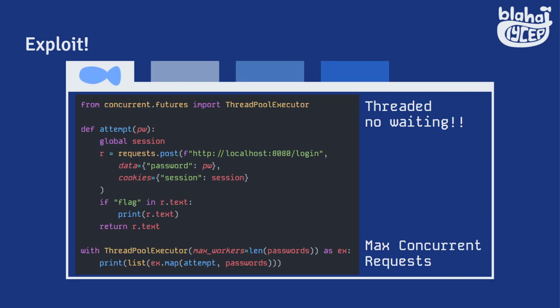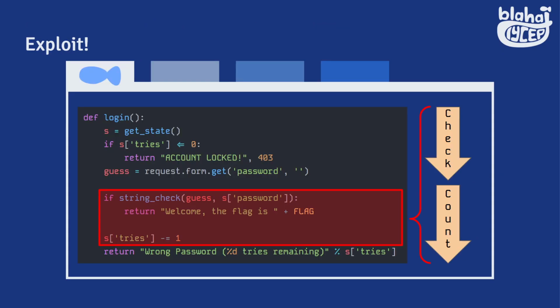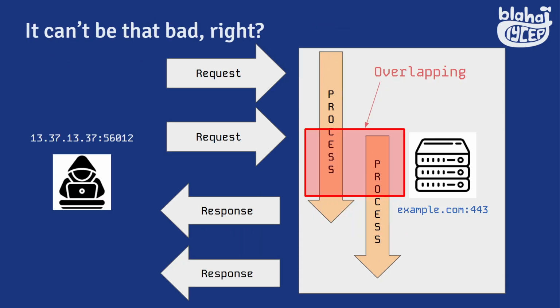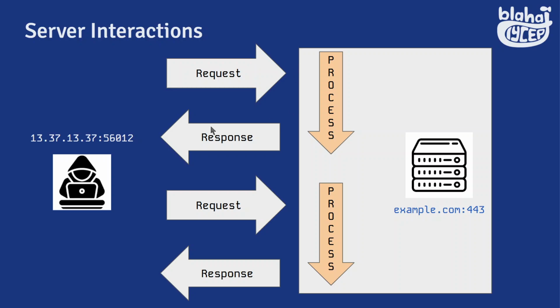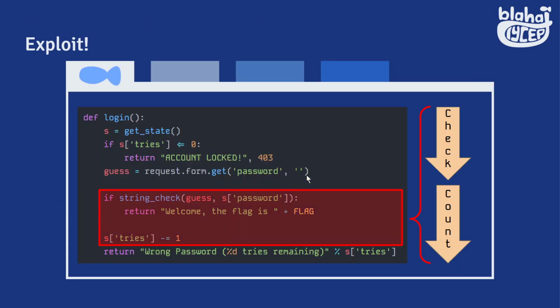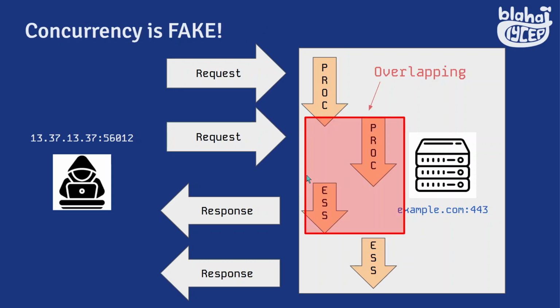So how the exploit will look like is that first of all, I have to import this thing called ThreadPoolExecutor. What it does is basically it allows me to send everything in one go instead of waiting for the response from the previous one. So if you go back here, I don't want this to happen, right? This means that my count will happen before I do my next check. So I need to have them all happening at the same time like this.